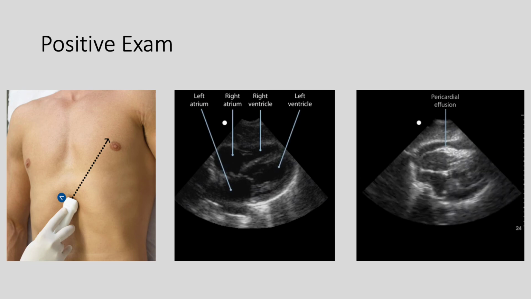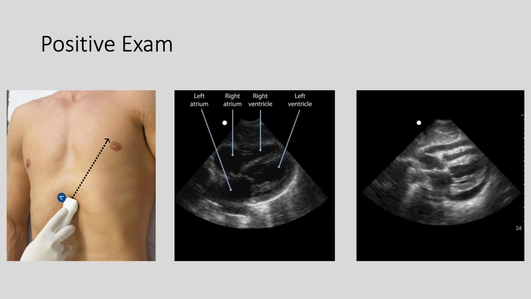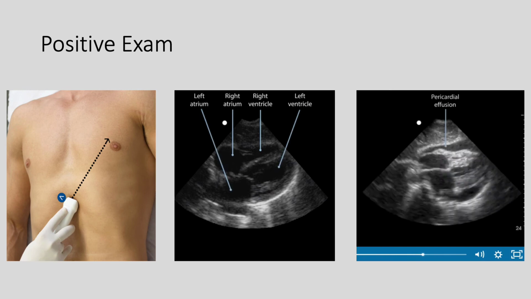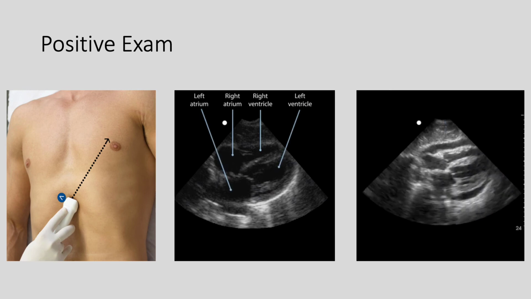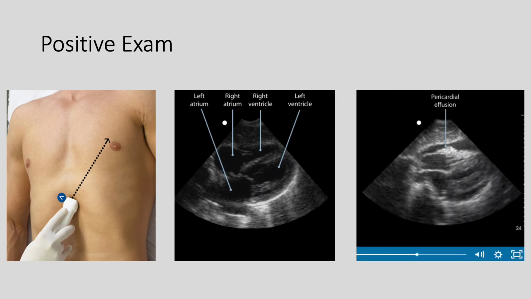And on this still image, I don't see any evidence of a pericardial effusion. But over here, on this moving image, we can trace out the pericardial effusion around the apex and posteriorly. And this patient does indeed have a pericardial effusion.